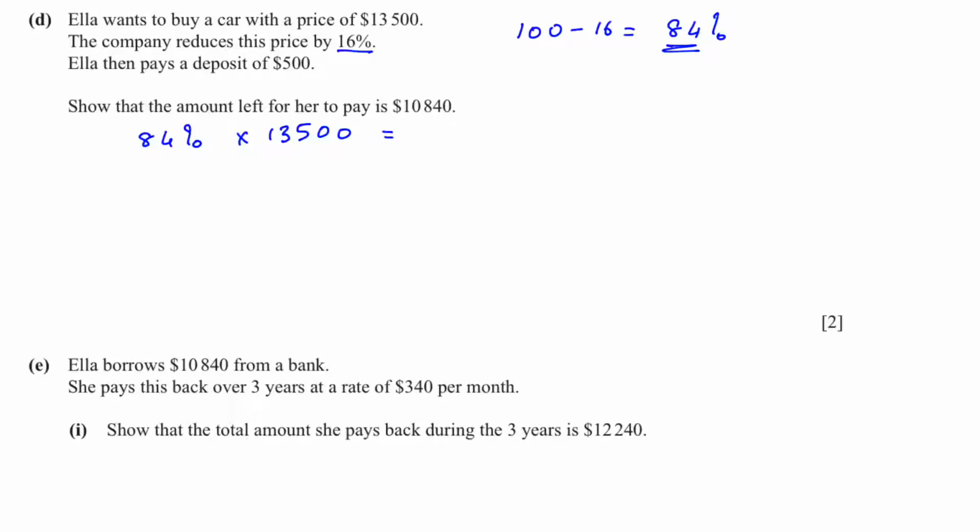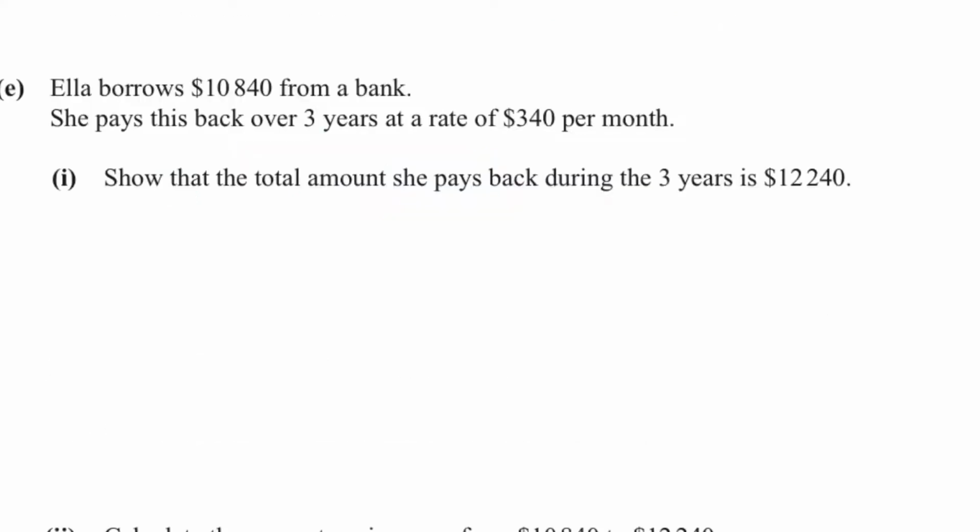Put this in the calculator. 84% means 84 divided by 100 multiplied by 13500 will give you $11,340. From this, subtract 500 because that is the deposit she paid, and then we will be left with $10,840. If this is a decrease, so we minus. If it was an increase, instead of minus, we will put plus.